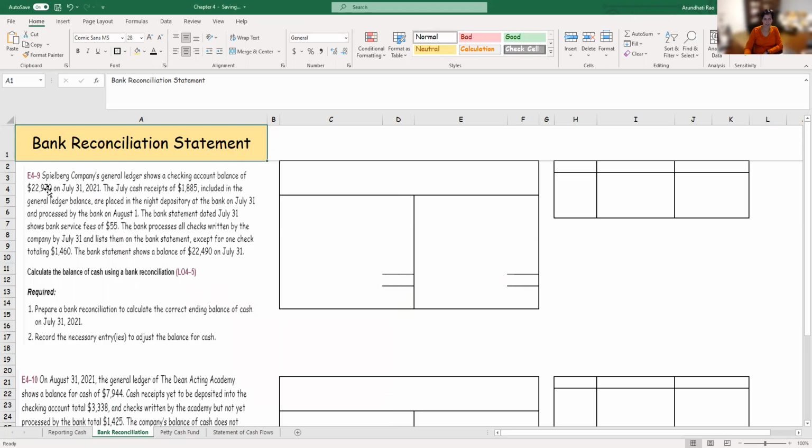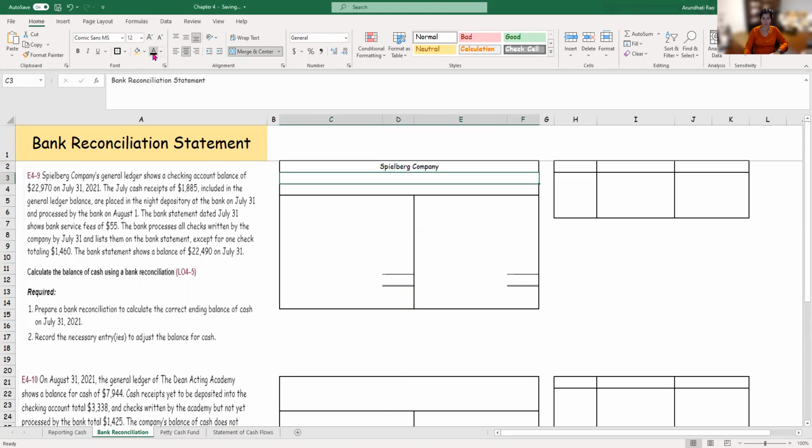In the first exercise, we have Spielberg Company, where the general ledger shows a checking account balance of $22,970 on July 31st, 2021. So first thing I'll do is create the heading over here. In the heading, I have the name of the company, name of the statement, and the date. So Spielberg Company, Bank Reconciliation Statement, July 31st, 2021.